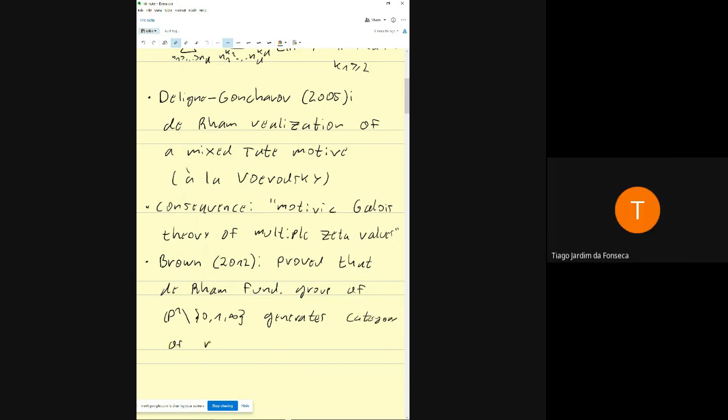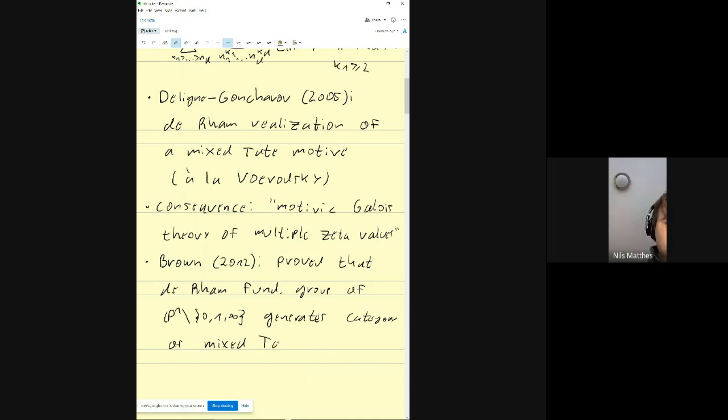Do you mean the motivic fundamental group? Yeah, well, I mean, you will know this, but the de Rham fundamental group, you can view a motive as the de Rham realization together with the action of the motivic Galois group. So that's what I mean here. Okay. Yeah, you're right, of course.